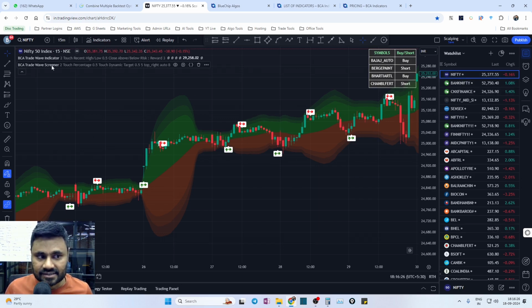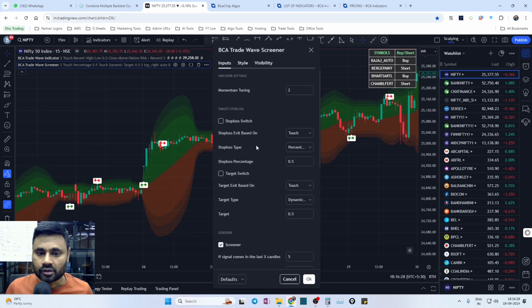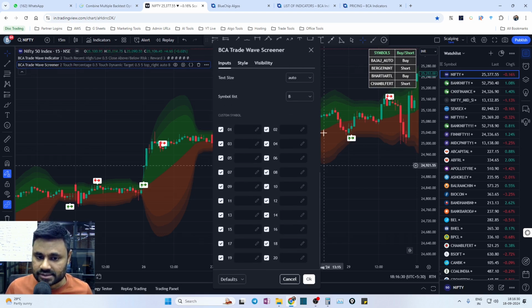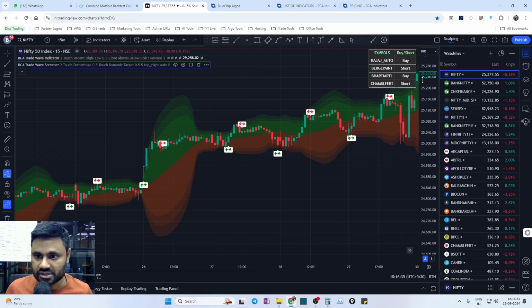Whereas these screeners will help you put all your favorite stocks, and if there is any signal, it will give you in the form of this table that you see at the top right. So we did not combine these two because the performance would be very slow. So what we thought is we will divide them. For people who are using it only for one index or one stock, you don't even need the screener. But if you want to apply it on a bunch of stocks like 20, 30, 40 stocks, then the screener can also be used. So that's about it.